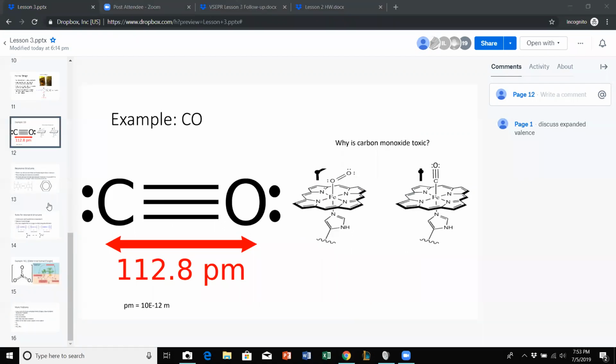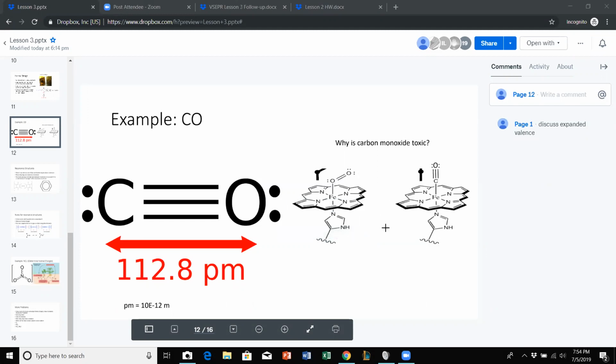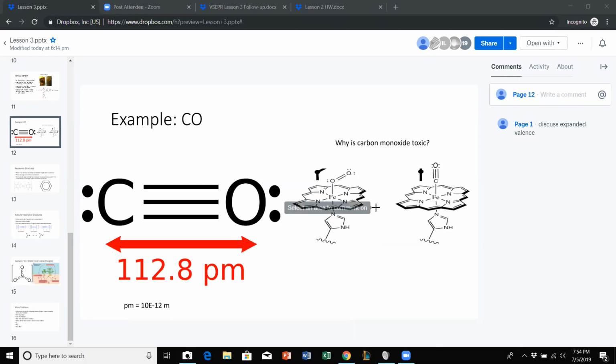Carbon monoxide. Does anyone know why carbon monoxide is toxic? Just out of curiosity. And you learned this in biology class? Okay. So basically, does anyone know the name of the protein that carries oxygen in our blood?